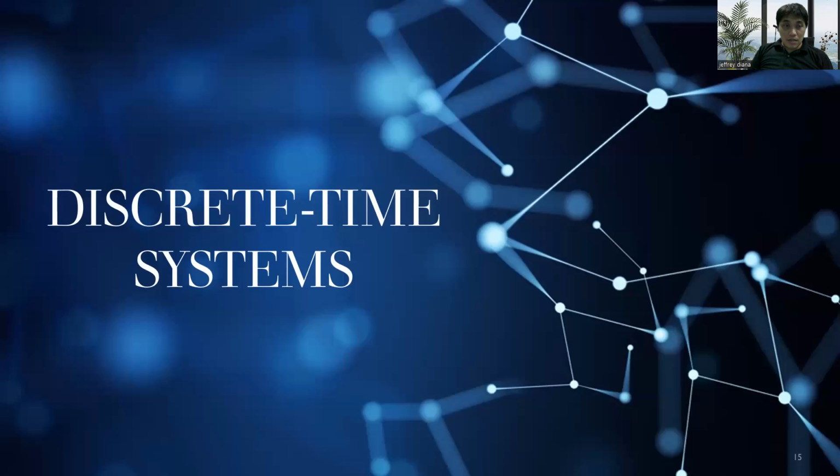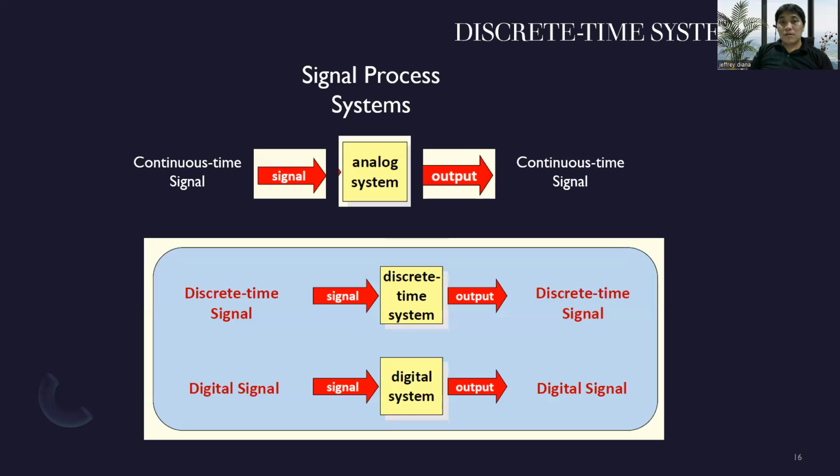So let's talk about the discrete time systems. What are discrete time systems? The signal processing systems are shown in this diagram. For the continuous time signal, the signal will go into an analog system and the output is a continuous time signal. For the discrete time signal, the signal flows in the discrete time system and the output will be a discrete time signal. And for the digital signal, the signal will go into a digital system and the output will be a digital signal.